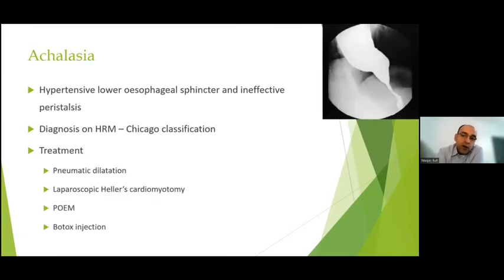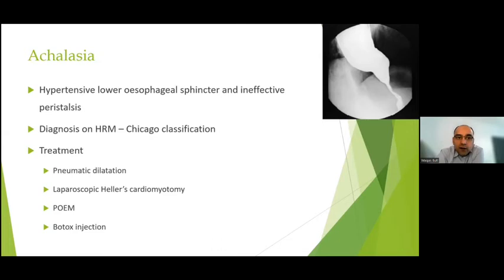The next most important topic that's frequently asked is achalasia. Achalasia is a motility disorder of the esophagus, which is characterized by a hypertensive lower esophageal sphincter, which fails to relax, as well as ineffective peristalsis. Okay, so both these things are important. A hypertensive lower esophageal sphincter that fails to relax and ineffective peristalsis. And as I said, diagnosis, so the gold standard or most appropriate investigation to diagnose is high resolution manometry, which then you can classify according to Chicago classification.